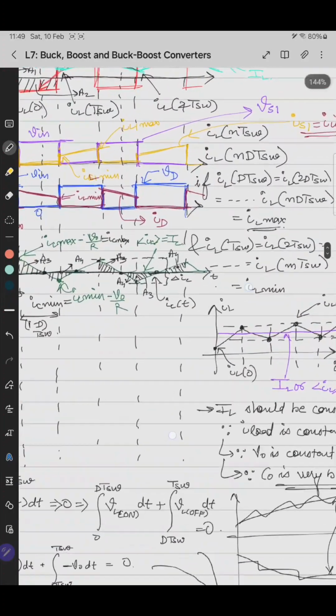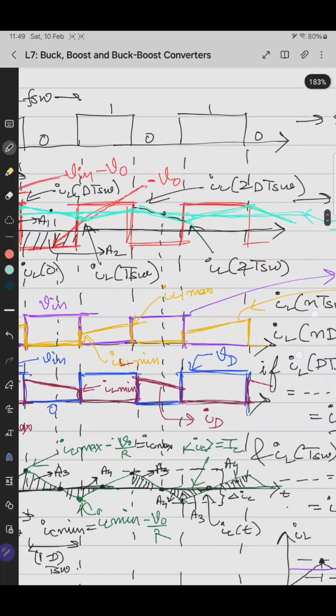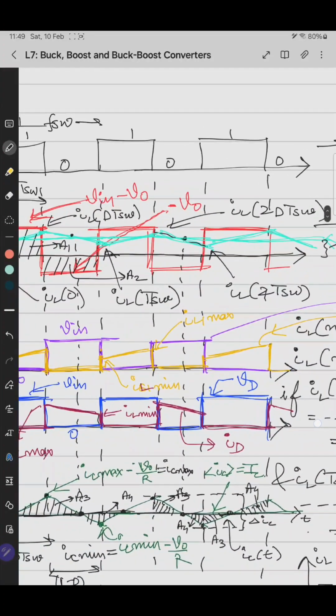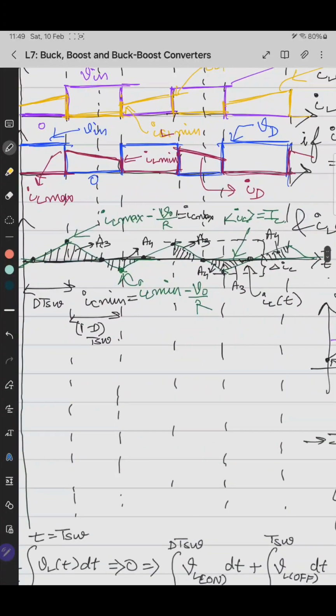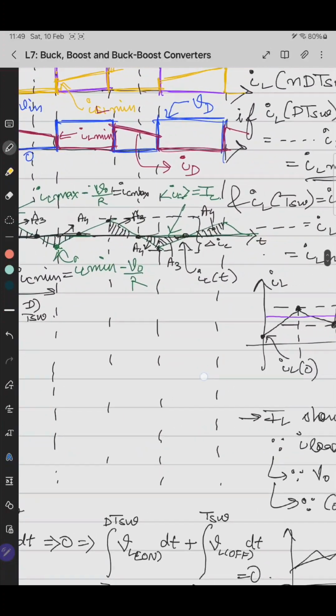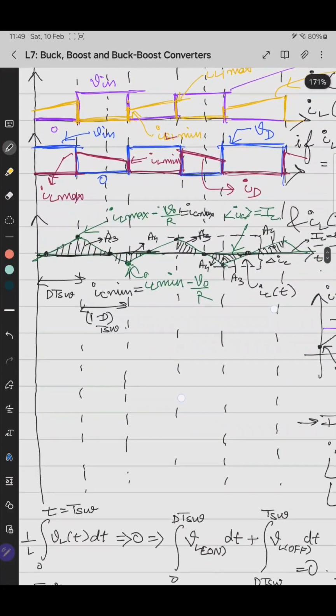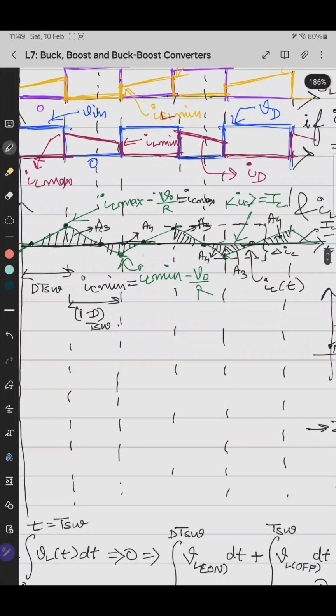We know that the average value of inductor current is this, the average value, capital IL. So if we shift the waveform of inductor current by its average value, such that the average value is 0, then IC should be 0. In that case, what we will know is that this is exactly the midpoint.